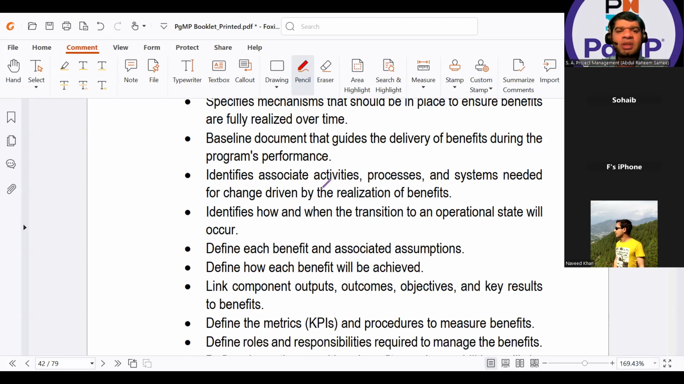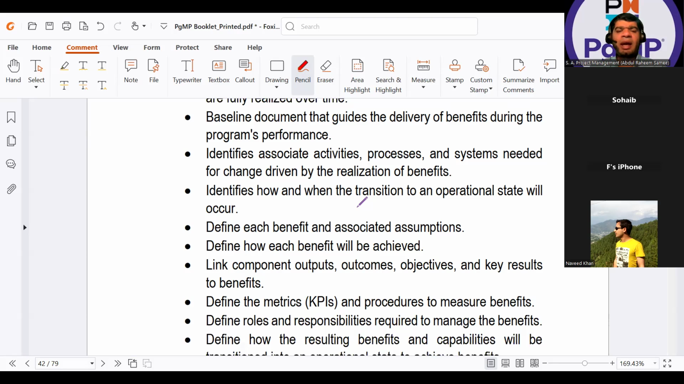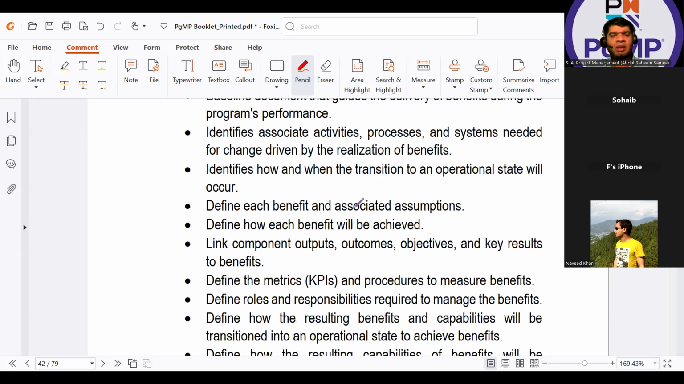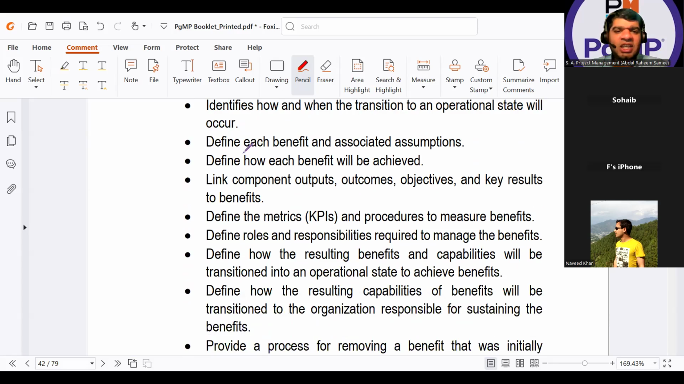Identifies associated activities, processes, and systems needed for change driven by the realization of benefits, and how and when the transition to an operational state will occur. Define each benefit and its assumptions. Define how each benefit will be achieved. Whenever the word "how" comes up, it is directly tied to the benefits management plan.